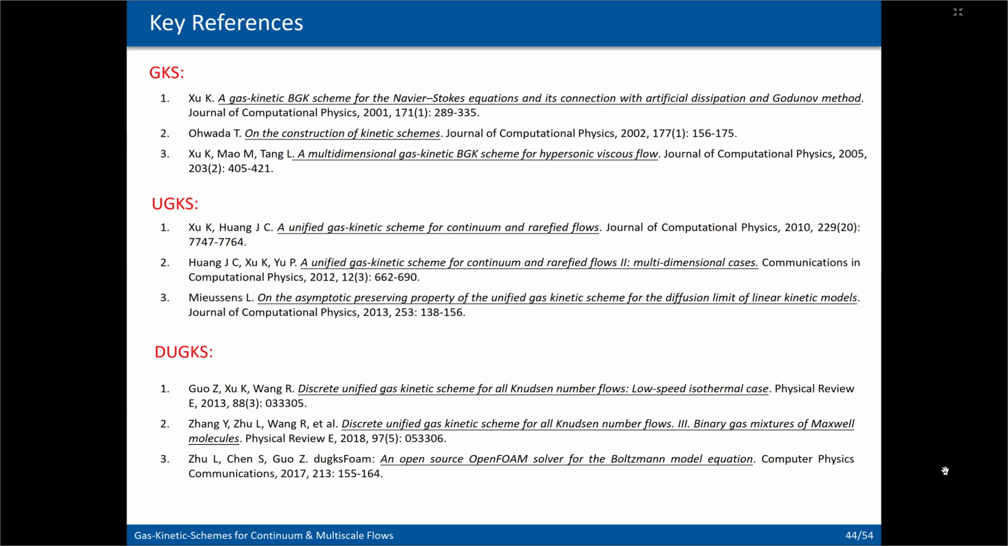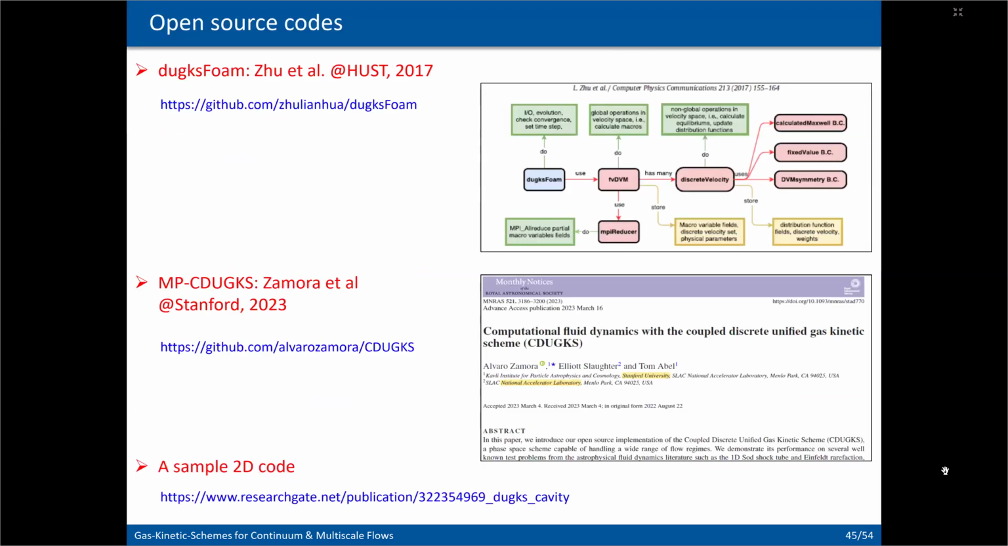Here are some typical references. We note that some open sources are also available. The first one is released in open form. It was proposed and developed by Dr. Zhu at our university, and the code can be downloaded at GitHub. Another one is by a group from Stanford University. They released it recently, and a sample two-dimensional code is also available at ResearchGate.